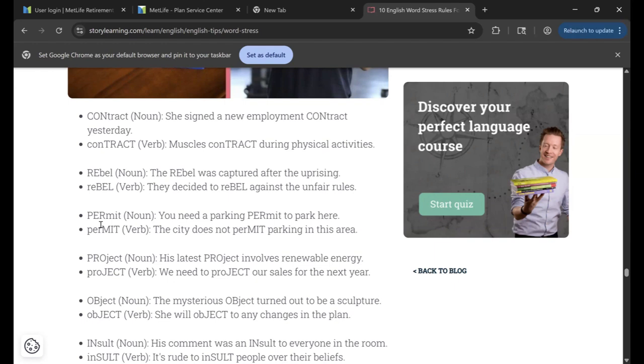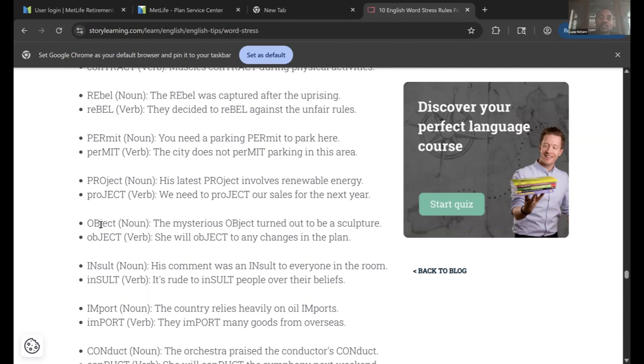Next one. Permit is the first one, and permit is the second one. Permit, okay. The city doesn't permit parking in this area. Exactly, in this area. Okay. The next one.